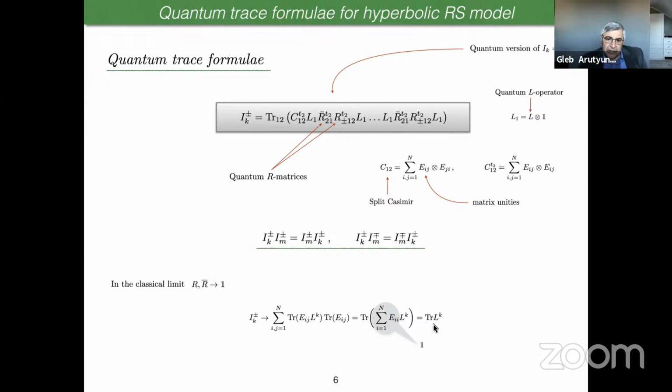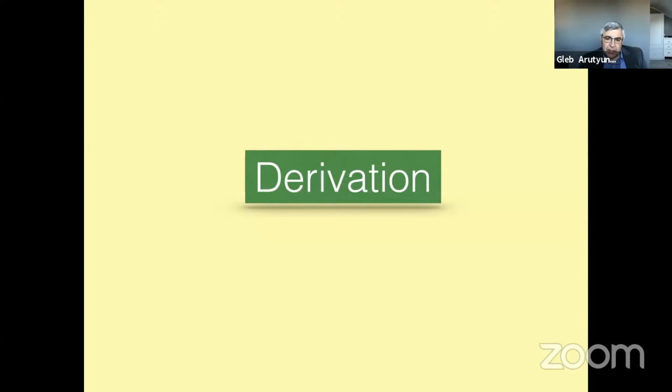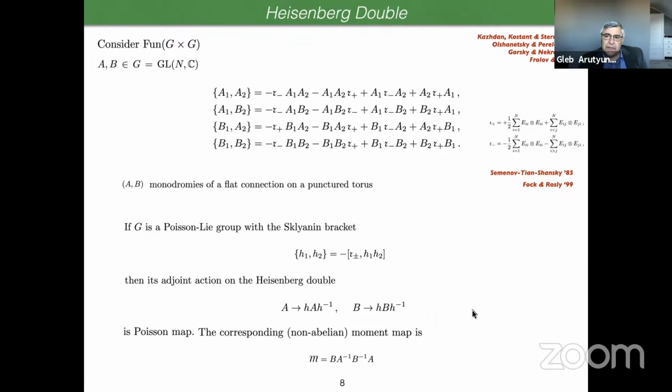Now let me briefly discuss how you can come to these results. It has been known since the work of Kazhdan, Kostant, and Sternberg that Calogero-Moser models can be obtained by means of a reduction procedure starting from a proper phase space. The same is actually true also for Ruijsenaars-Schneider models. In our case, the phase space to start from is the so-called Heisenberg double, introduced by Semenov-Tian-Shansky. The Heisenberg double is a symplectic manifold which generalizes the notion of cotangent bundle.